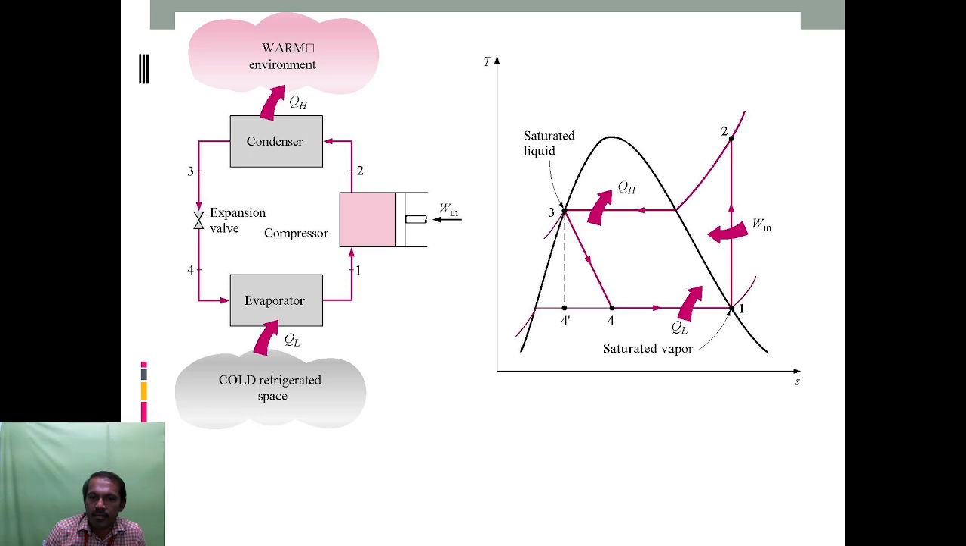Next, 4 to 1. 4 to 1 is the evaporator. Evaporator means the cooled refrigeration space, which is at a low temperature. The temperature will be constant, and here the entropy changes as the liquid converts to vapor at low pressure and low temperature. So the system is cooled down. This cycle repeats: 1 to 2, 2 to 3, 3 to 4 and 4 to 1. It is the refrigeration cycle.